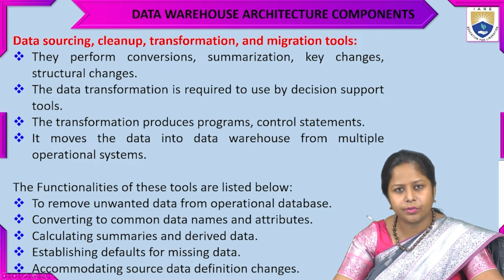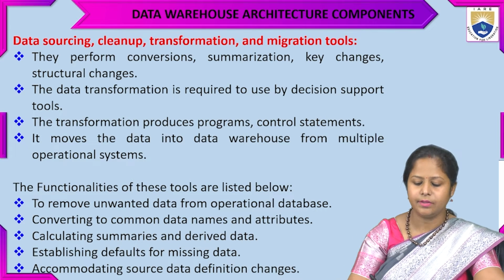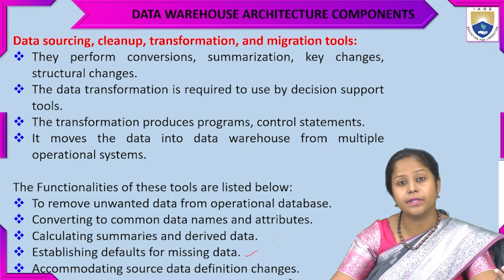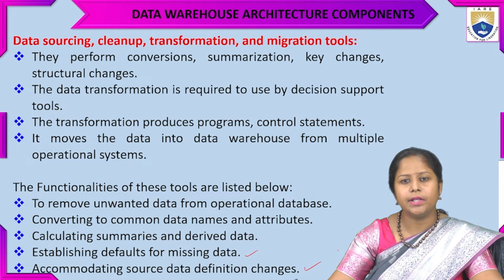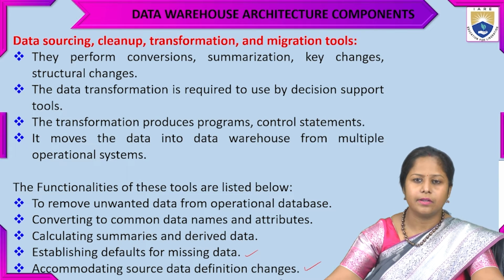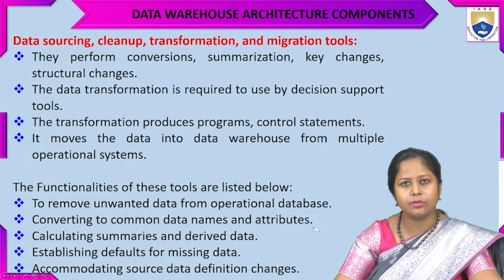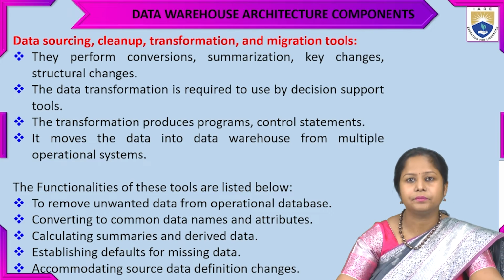It tells the database that there will be a given query, and we will fill that data with an average. That will be the default for all the other values, where the missing data is not there. Where the missing data is there, we fill in the default value. The tool also accommodates source data definition changes. So this migration tool and data transformation tool handle the source data definition changes, right?